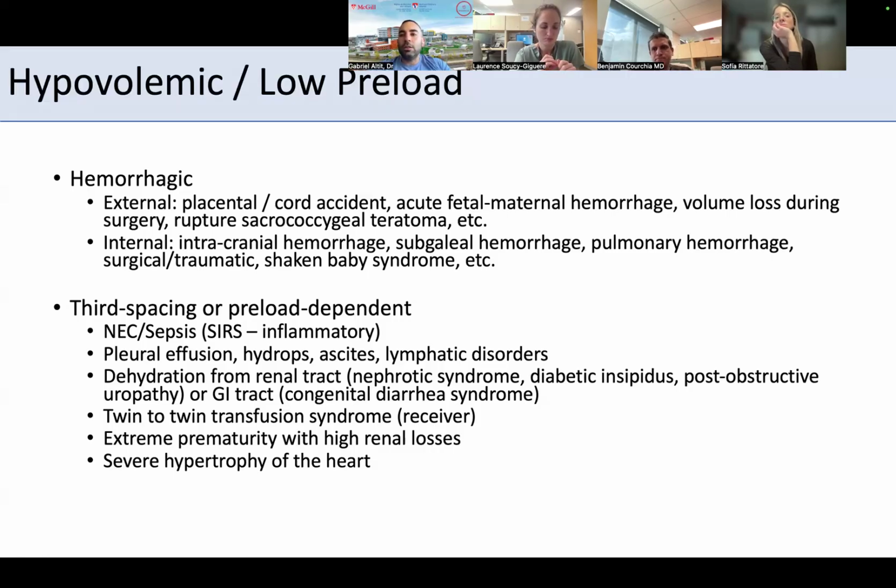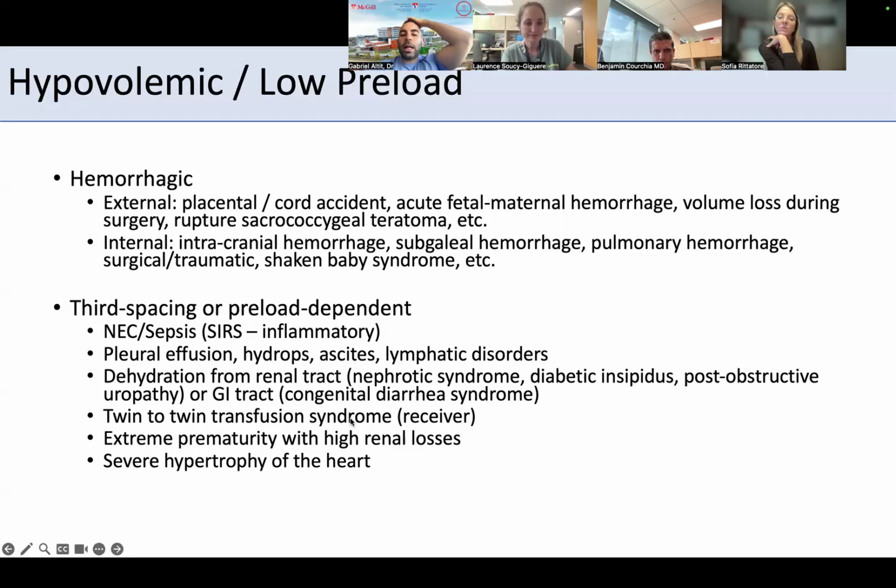they're just not able to concentrate, and you sometimes are not even able to keep up with the fluid intake. And so you have to keep on increasing your TFI, and they can become quite dehydrated. And then you have syndromes like nephrotic syndrome, diabetes insipidus, post-obstructive uropathy, GI tract anomalies with congenital diarrhea syndromes that can be quite preload dependent.